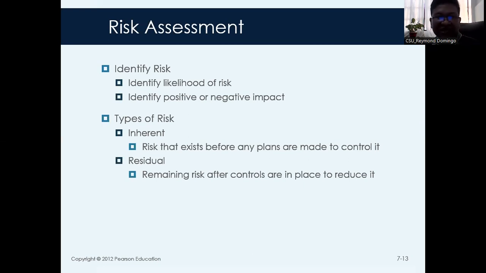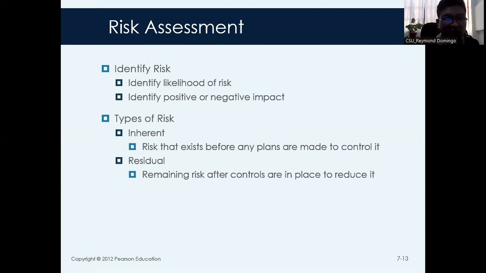Kasi pag sinabi natin positive risk, baka pwede nating consider ito kasi it is an avenue for us, class, to improve and to expand or whatsoever. If we say negative risk naman, yung impact niya, yun yung kailangan nating i-manage. Kailangan nating paliitin yan. Okay?